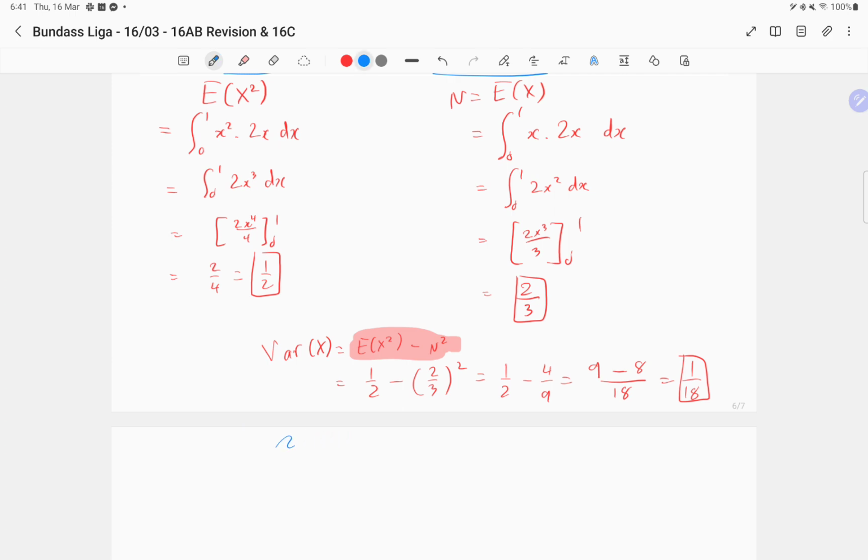So standard deviation, instead of writing the symbol sigma, which is like a circle with a line on the top to the right, you can also write SD or standard deviation, SD of x. Alright, that's another way of writing that.